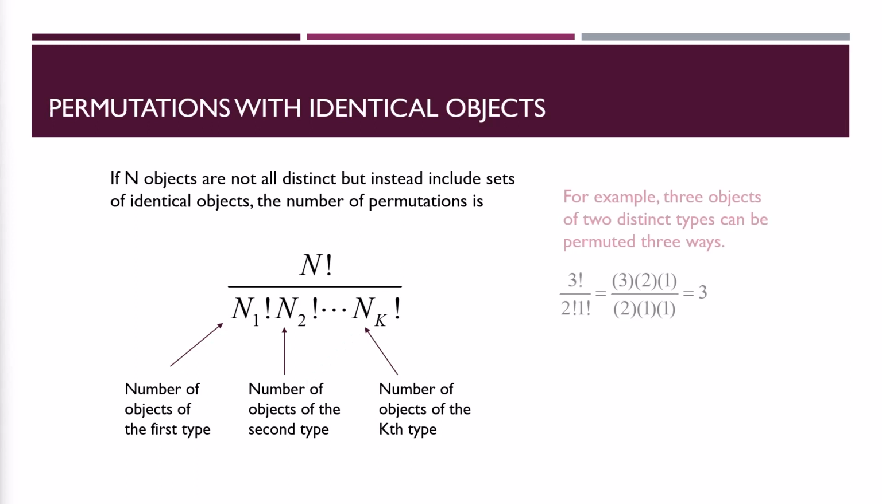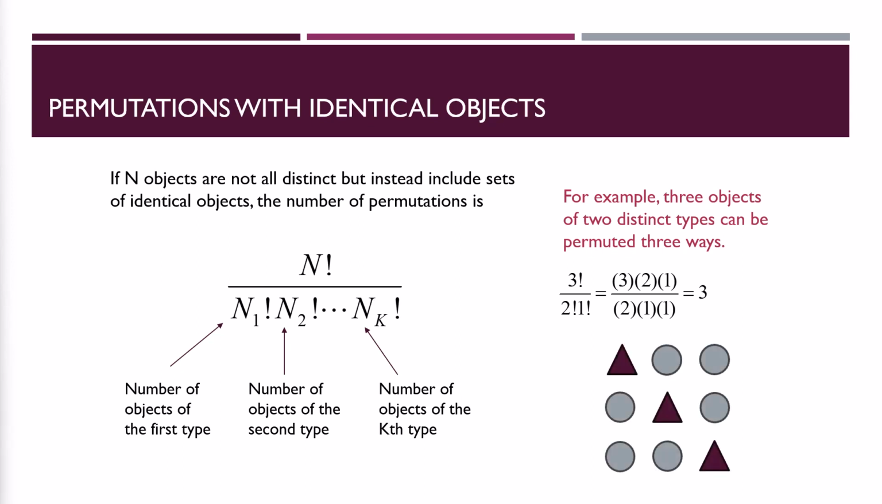For example, 3 objects of 2 distinct types can be permuted 3 ways. In the numerator is 3 factorial because we have 3 objects. 2 of the objects are of the same type, so we have 2 factorial in the denominator. The third object is of another type, so we have 1 factorial also in the denominator. This results in 3 permutations. Here's the picture.